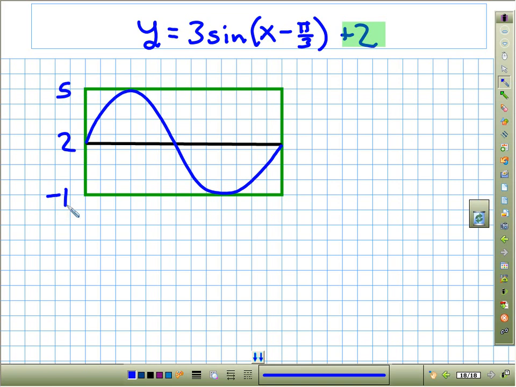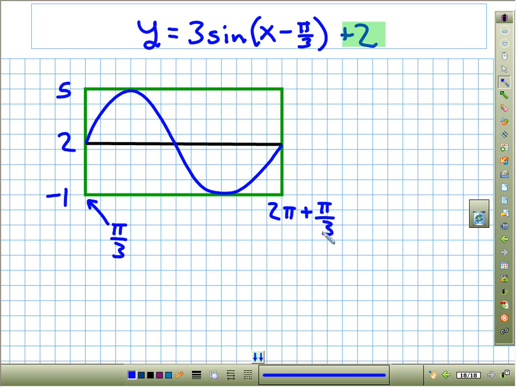Now we're almost finished. Where does this graph start? Pi over 3, that's right. It starts at pi over 3, and where does it end? 2 pi plus pi over 3.